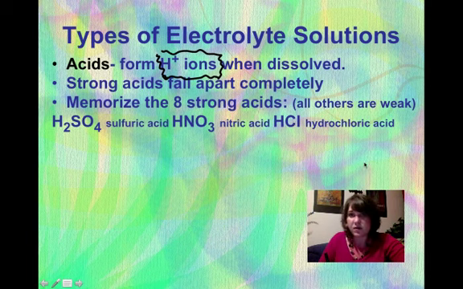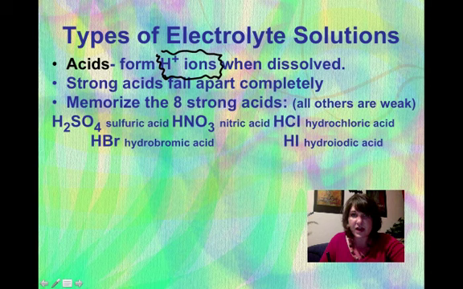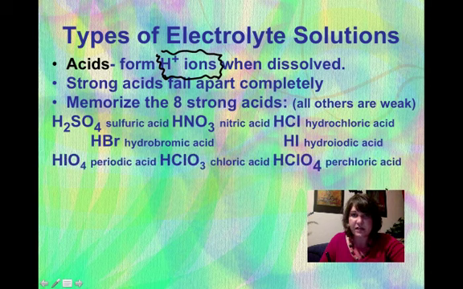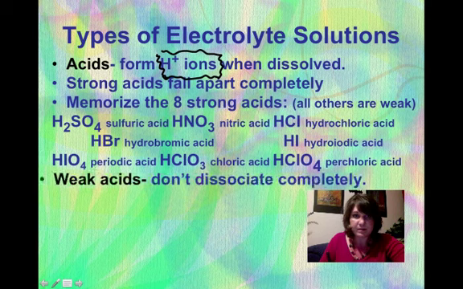You just memorize the strong ones, and then you'll know if it's not one of these, it's got to be a weak acid. So here's your first 3: sulfuric acid, nitric acid, and hydrochloric. Then there's hydrobromic and hydroiodic. Do you see a trend here? Binary acids. And then periodic, chloric, and perchloric acid. So memorize these 8 and you'll be set.